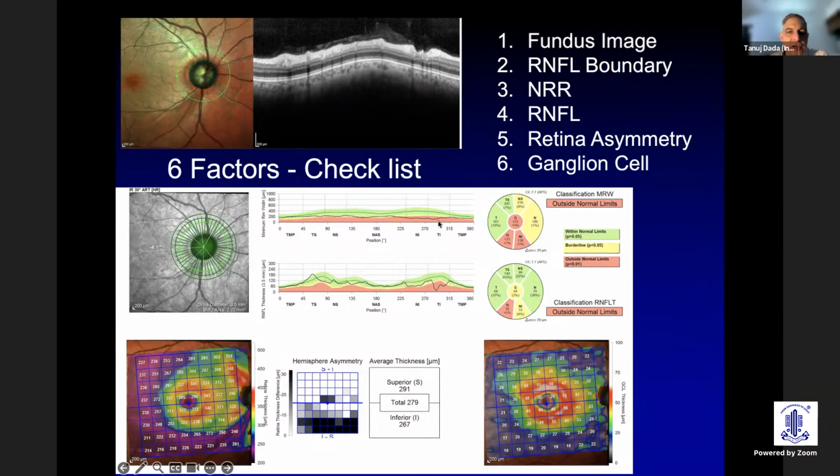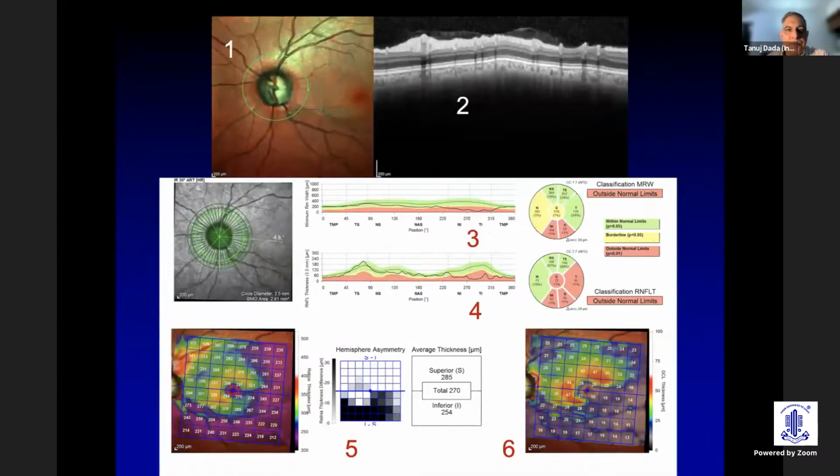There is a loss of the inferior temporal neuroretinal rim, a corresponding defect in the inferior retinal nerve fiber layer, and a corresponding defect in the ganglion cell complex in the inferior macula. So this is a clear-cut diagnosis of glaucoma, with all structures correlating to your diagnosis of glaucoma.